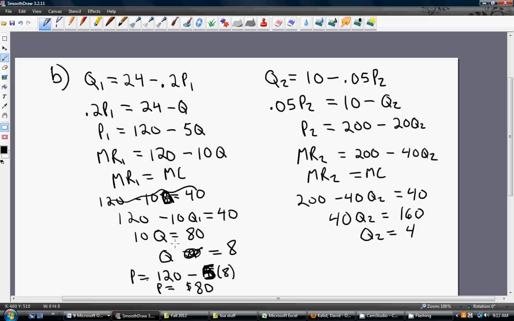I should have a subscript on here too. Okay, market output in market 1 is 8. The output in market 2 is 4. The price in market 2 is 200 minus 20 times 4, or $120. And we are done. Let me know if you have any questions.